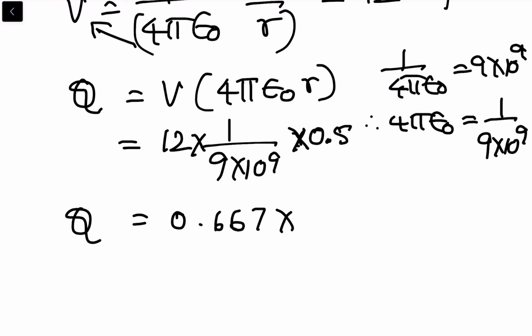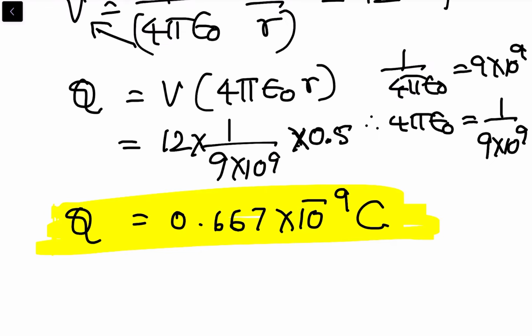After simplifying, you will get 0.667 into 10 to the power of minus 9 coulombs. If I do the calculations on YouTube, it may take quite a long time, so I am writing the already calculated answer here. It's a simple calculation. You can also easily solve it, because 12 and 9 are multiples of 3.